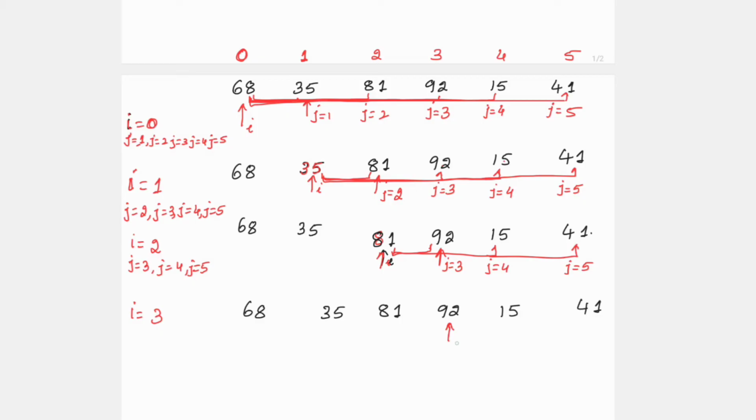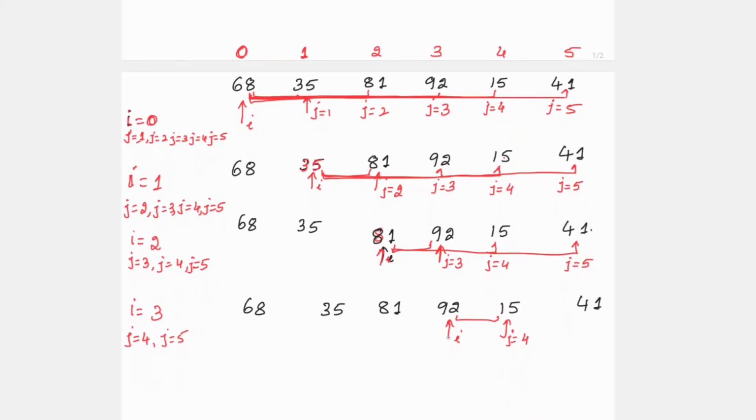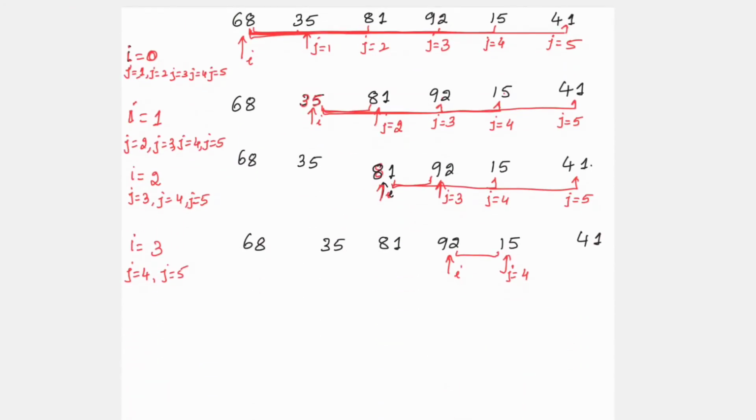So I is pointing to 3 here and j is pointing to this 15. So j equal to 4. Your j will operate from j equal to 4 and one more, j equal to 5. So we'll compare whether A of I is less than 15. No, A of I is greater than 15. A of I is which one? Here. Whether A of I is less than 15, that is whether 92 is less than 15. No, 92 is greater than 15. So the count for 92 will get increased.